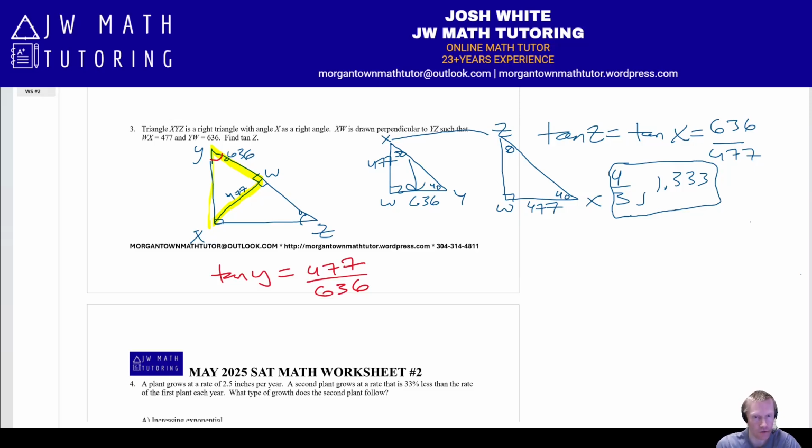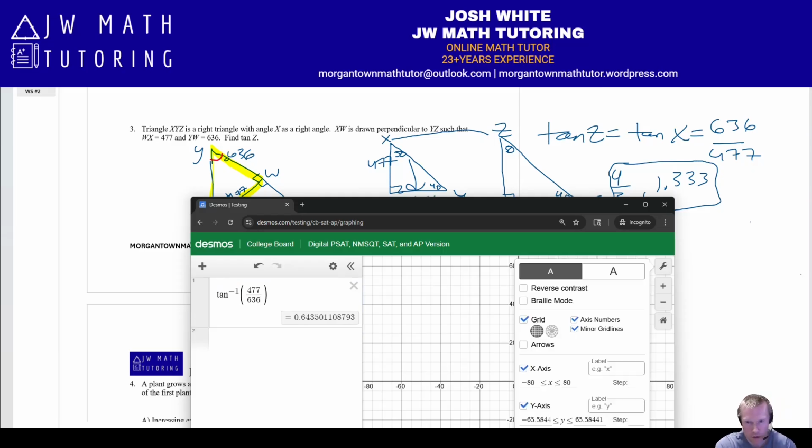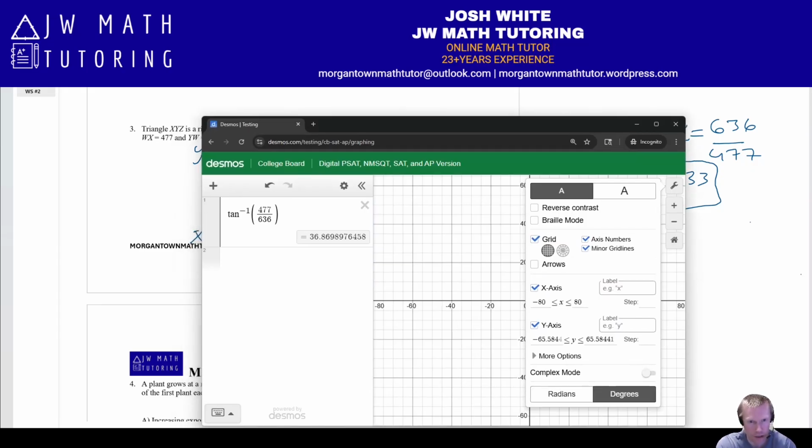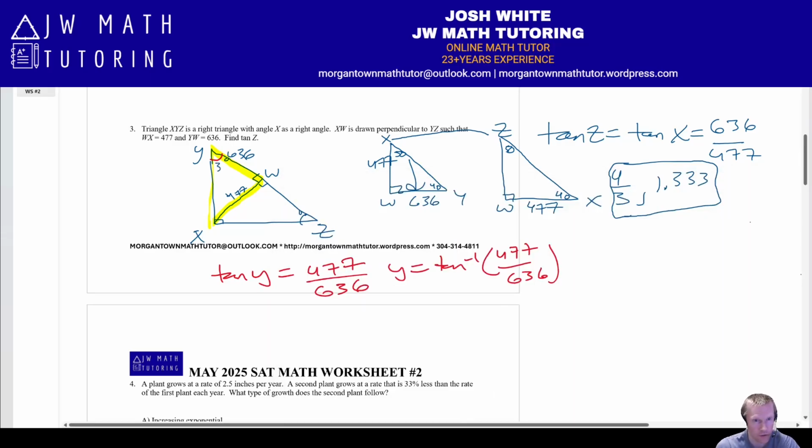All right, so now I can just do inverse tan of 477 over 636. So let's go to Desmos. Okay, we're in radians, so we need to click the gear thing here and change to degrees. Okay, so we've got this specific value for angle Y. So I'm just going to define that. 36.87 approximately.